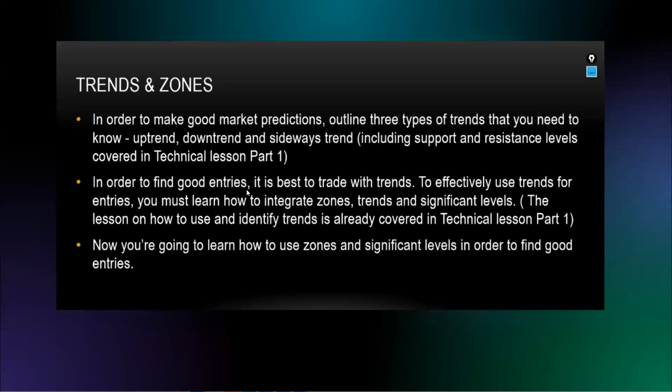Okay, in order to find good entries, it's best to trade with the trend. So exactly like I explained, if you're in a river, you're going to swim upstream for 2 seconds, you're going to get tired, and then you're going to end up going down the stream. To effectively use trends for entries, you must learn how to integrate these zones, these trends, with significant levels. So exactly like I said, it's a puzzle piece. You've got to integrate all of these: support, resistance, trend lines, and rejections, right? And these zones, all of this together will give you your correct entries. Okay.